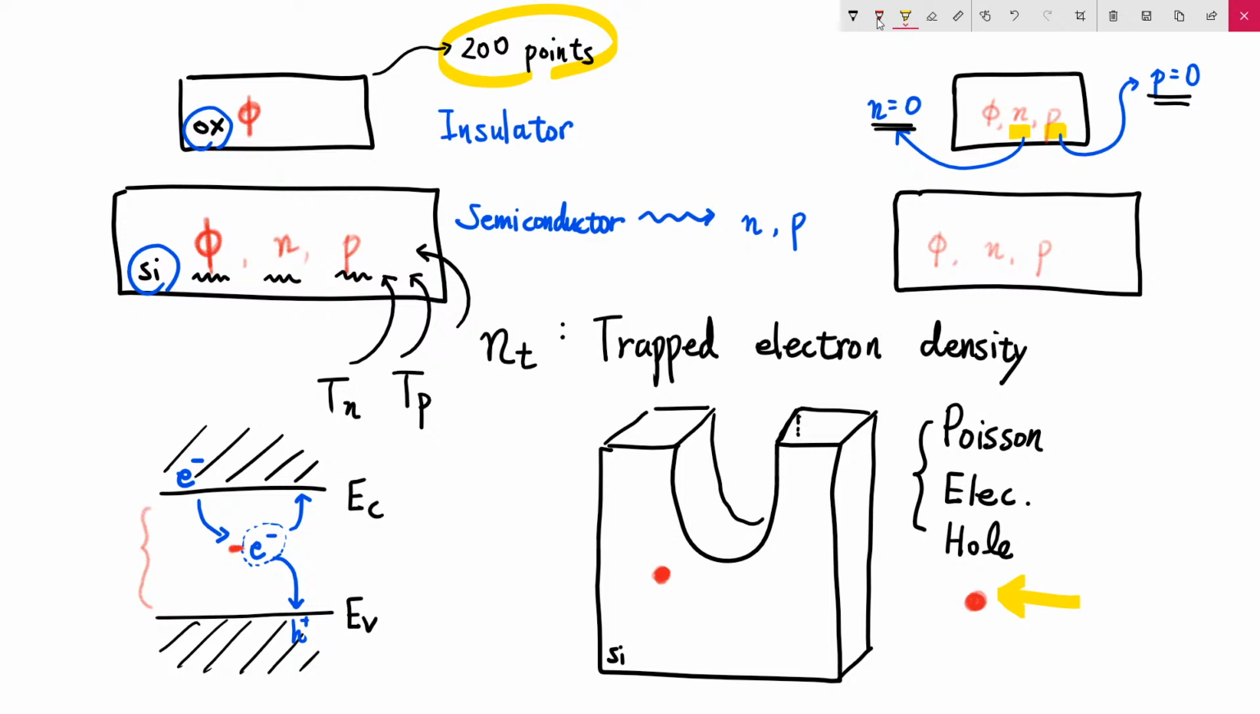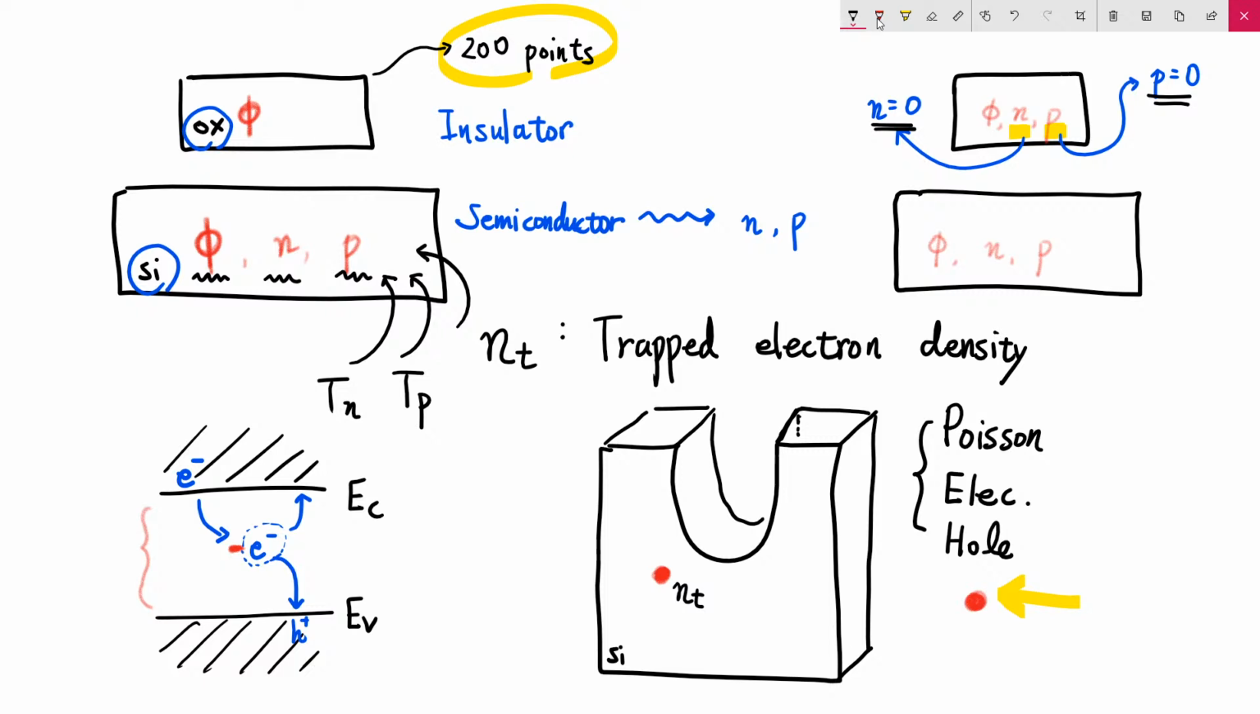Good, but let's say that for this trap, now we will define the electron density trapped by this trap. So N sub T, trapped electron density. Then the natural question is, how can we define this N_T field on our silicon region?